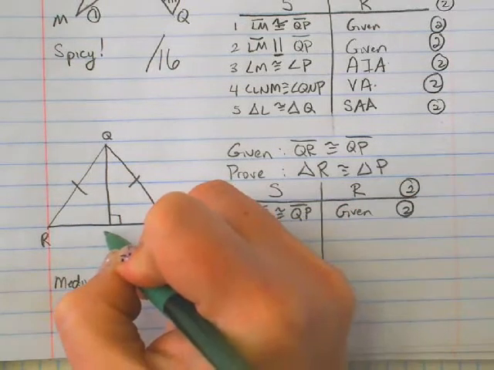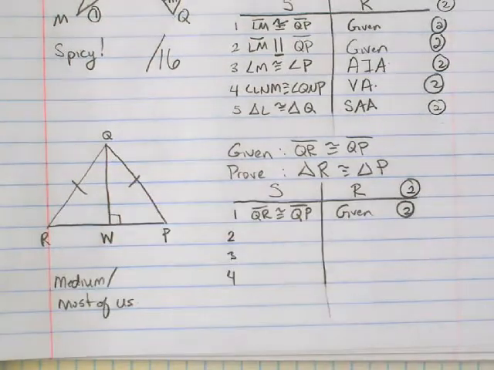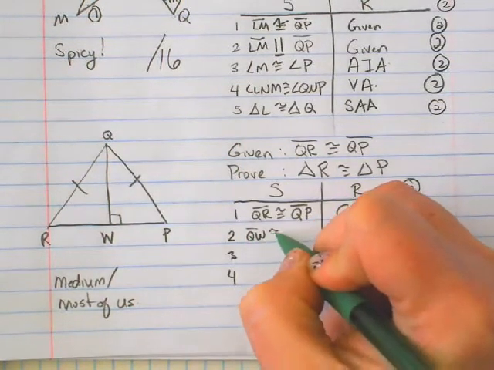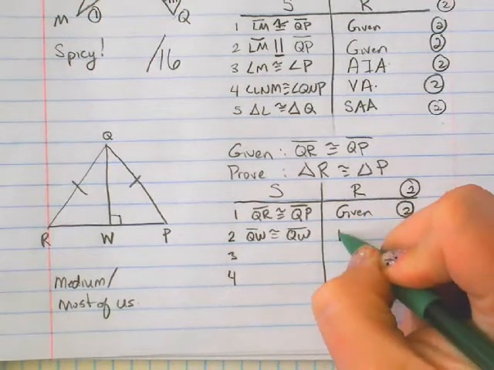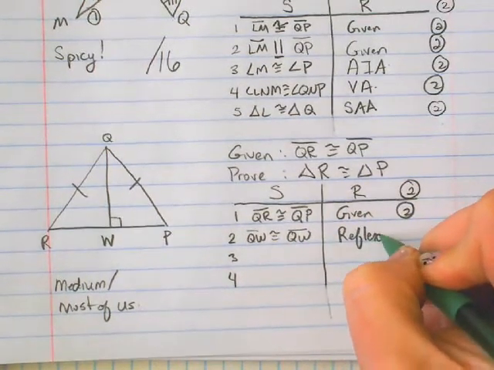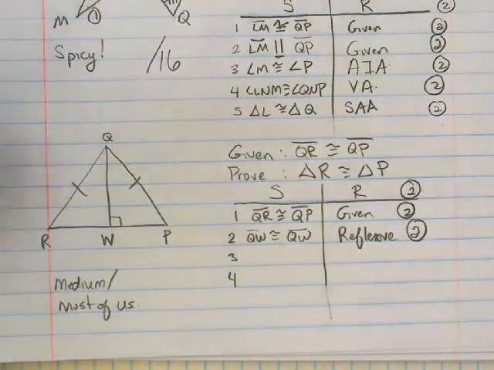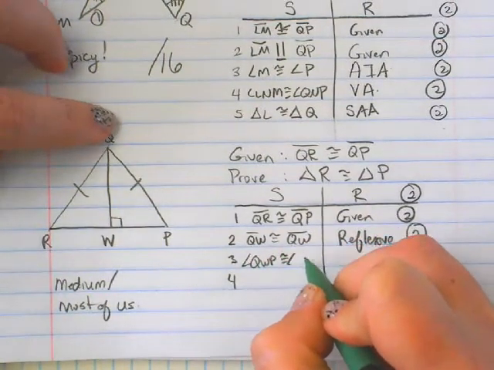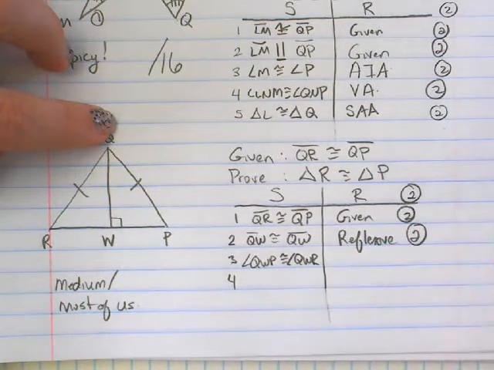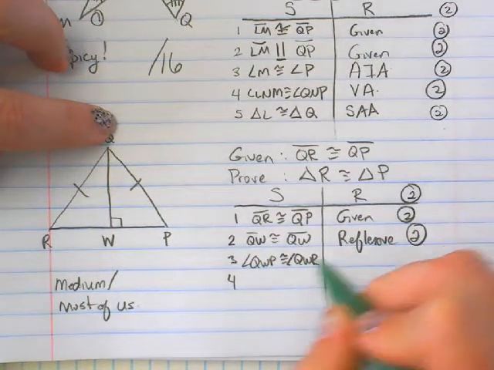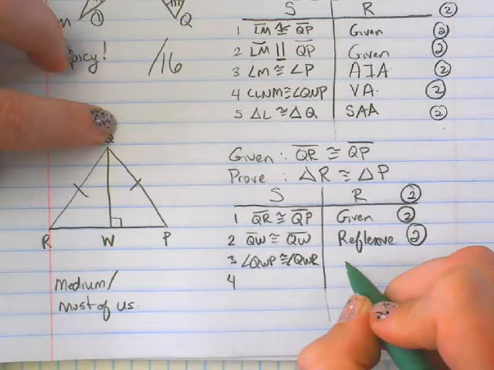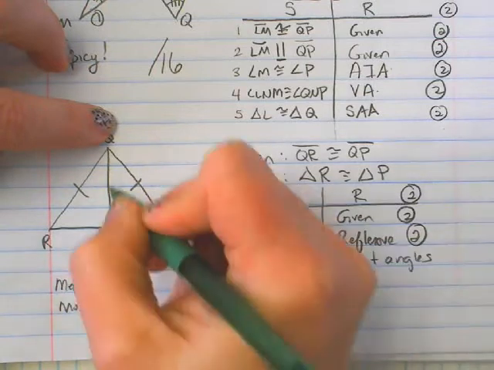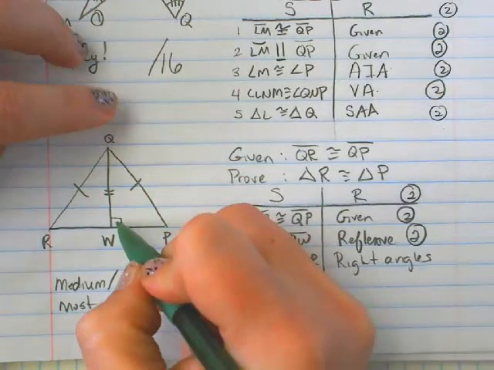I guess you were wondering what to call that, huh? Let's call it QW. QW is congruent to QW, reflexive, 2 more points. Angle QWP congruent to angle QWR. Why are these congruent? Because they're right angles. So I have side, side, angle.